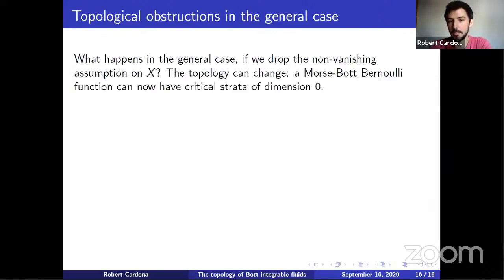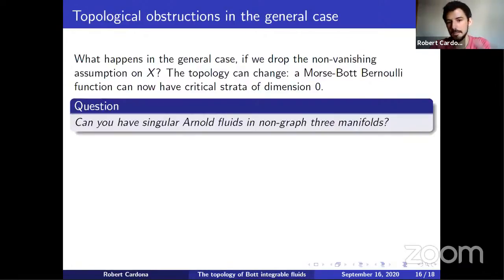This is because the topology of your function changes. Now you can have, for instance, critical points, not only critical circles, because you can have stagnation points. We can call this a singular Arnold fluid, and you can ask if there exist any in non-graph manifolds. If you're familiar with three-dimensional topology, a non-graph manifold is, equivalently, one that has some hyperbolic component in its Thurston geometrization decomposition.